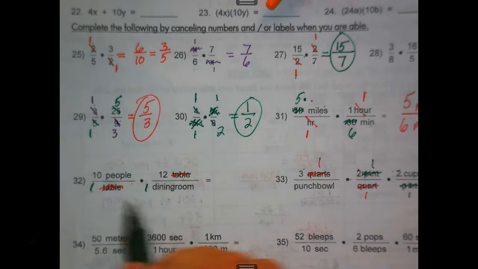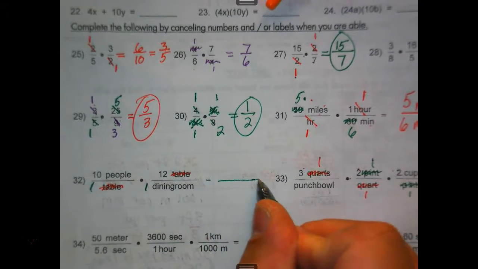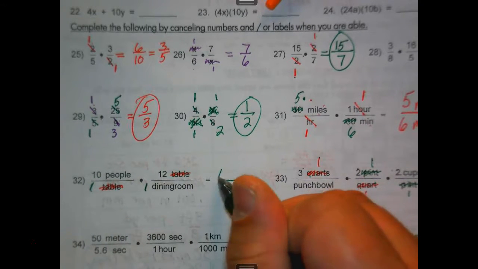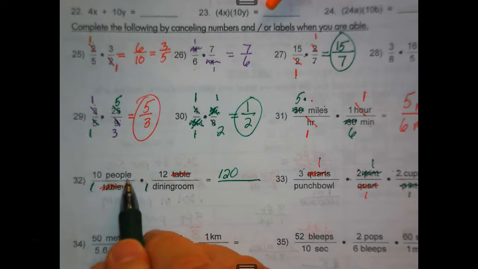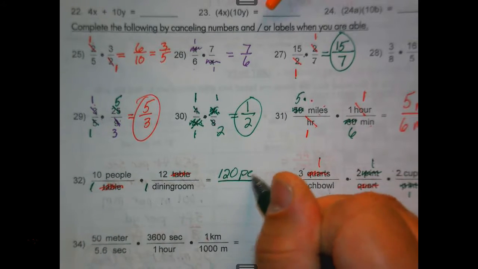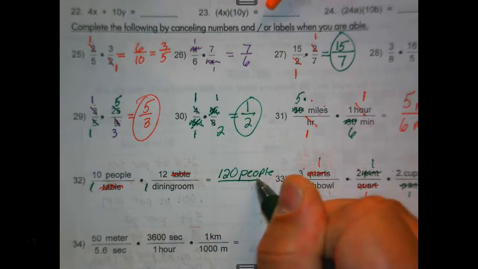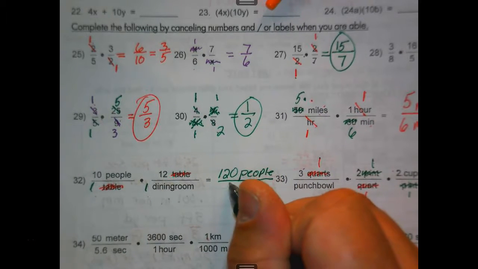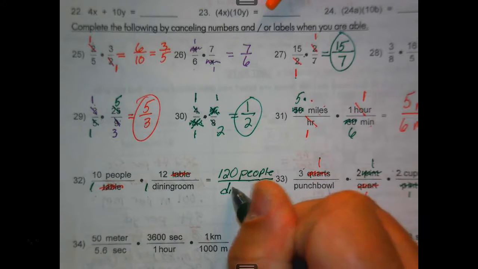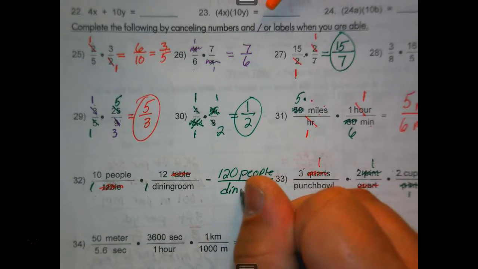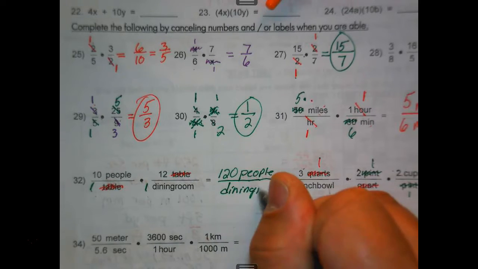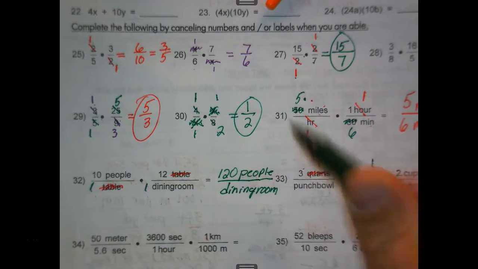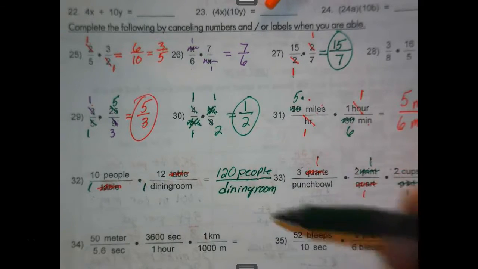So I end up with, going across, 10 times 12, which is 120, and my label, people, over 1 times 1 is 1, dining room. You could either put the 1 there or you don't have to. So the capacity is 120 people per dining room.